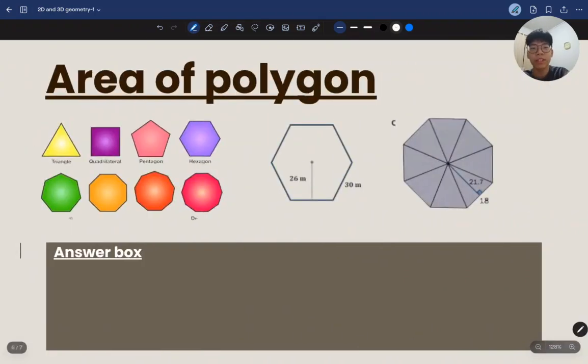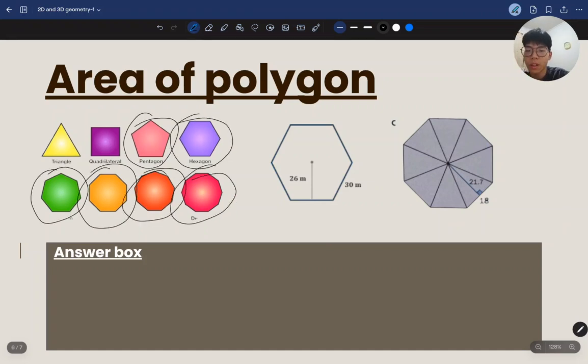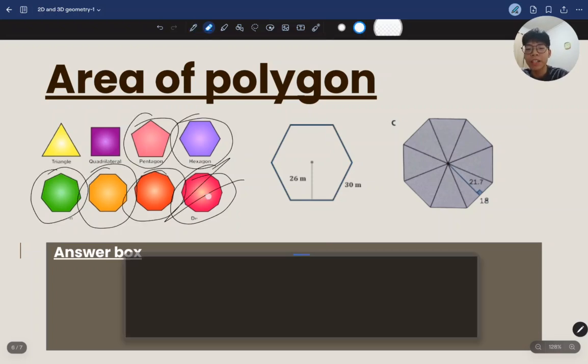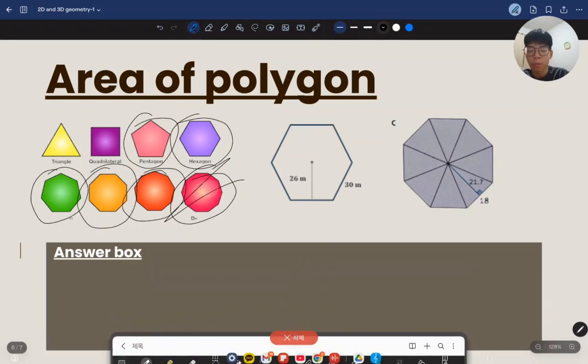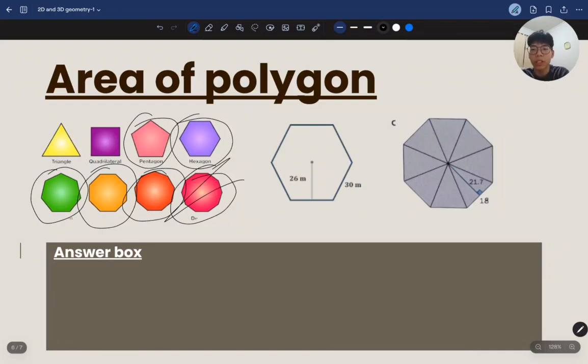Now let's go to the area of polygon. There are a lot of polygons, but the most common polygons that you're going to see are the ones which have multiple sides: pentagon, hexagon, octagon, and more. When you're finding the area of this kind of polygon, which has more than 3 or 4 sides, we need to find it by creating a triangle here.